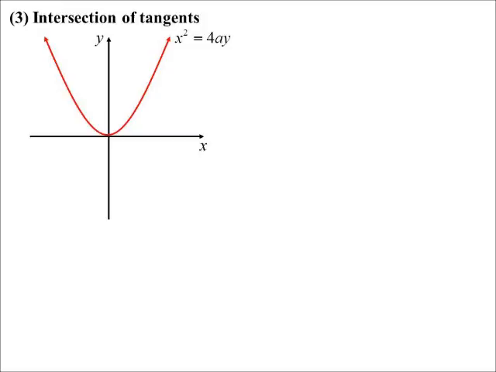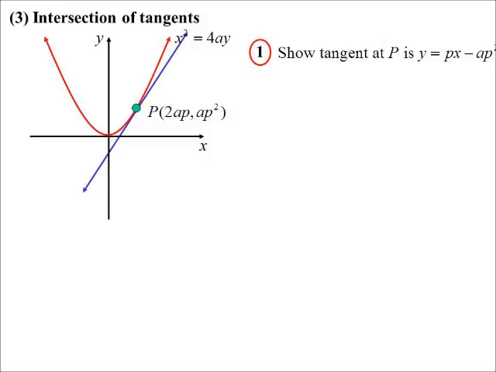Find the point of intersection of two tangents. Okay, once again, there's good old smiley parabola, x squared equals 4ay. There's one random point. I'll call it (2ap, ap squared). Amazing how that point keeps coming up. There's a tangent. Now, I'm not going to do it again. I've already done it twice. So the first thing I'd do would be go and find the equation of our tangent.